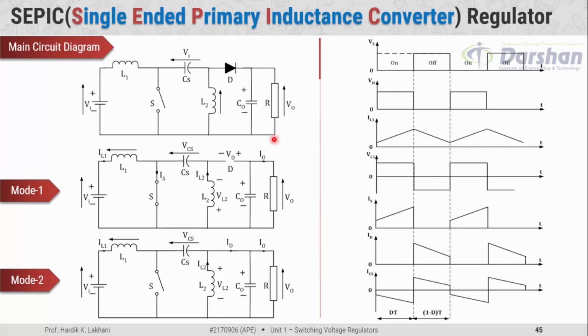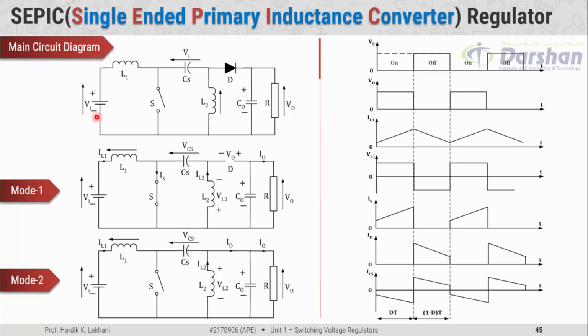When we derive the output voltage equation for the SEPIC regulator by following the procedure discussed in earlier video lectures, you can find that the output voltage of the SEPIC regulator is the same as the Cuk regulator, except the polarity of the output voltage is the same as the input voltage, which means the SEPIC regulator is a non-inverting regulator. Output has the same polarity as the input.